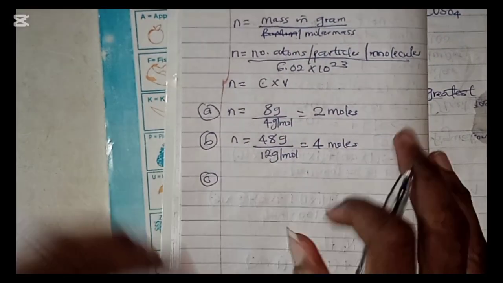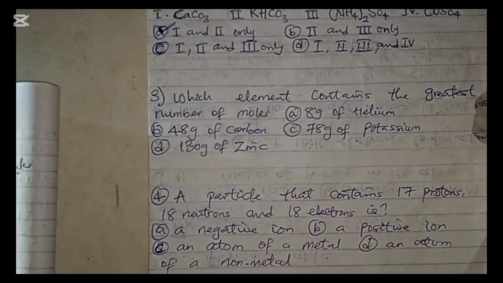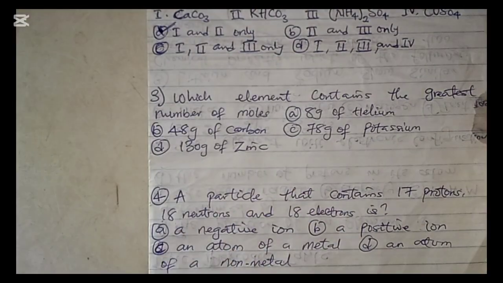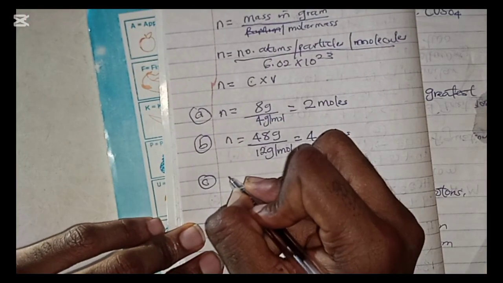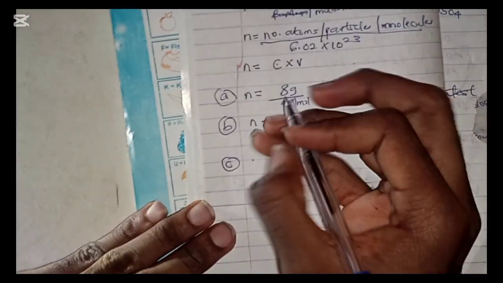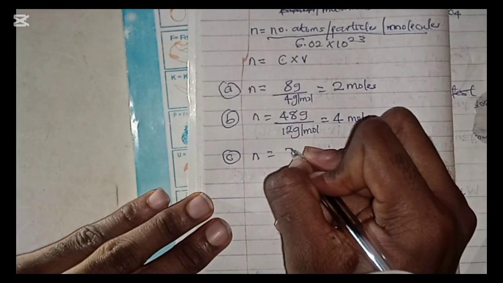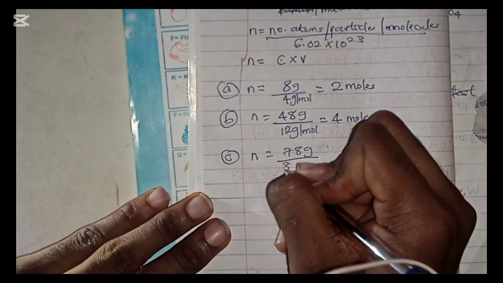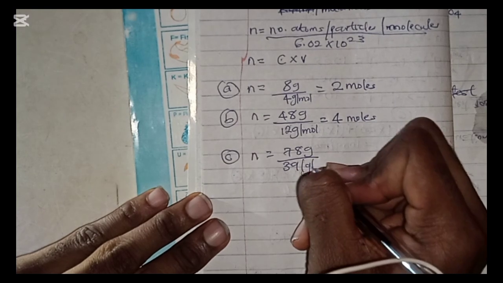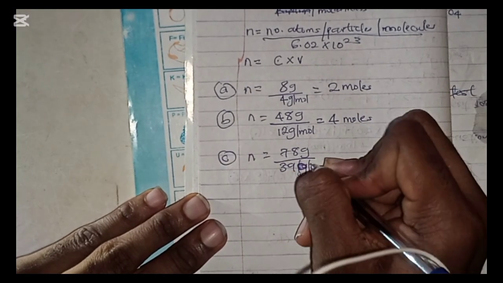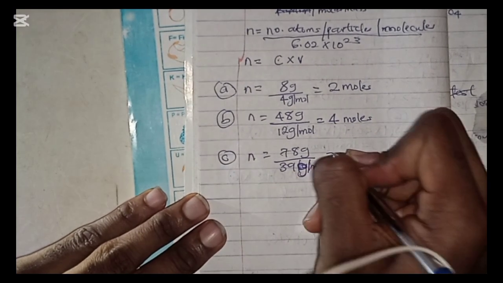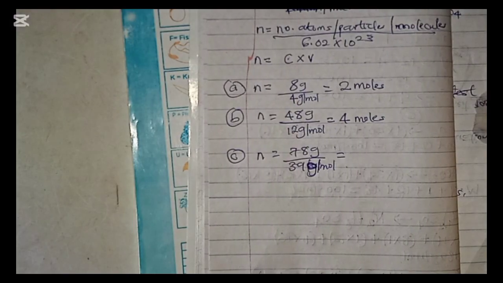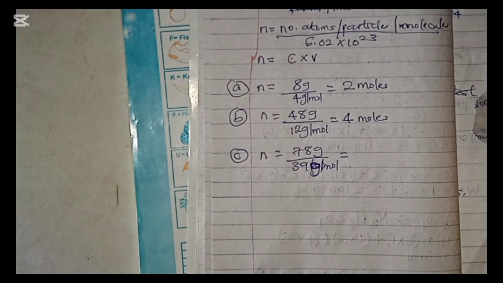C, what were we given in C? 78 grams of potassium. So n will be equal to 78 grams divided by the molar mass of potassium, which is 39 grams per mole. And when you divide 78 by 39, you get 2.